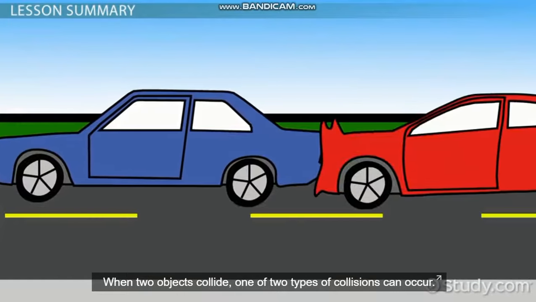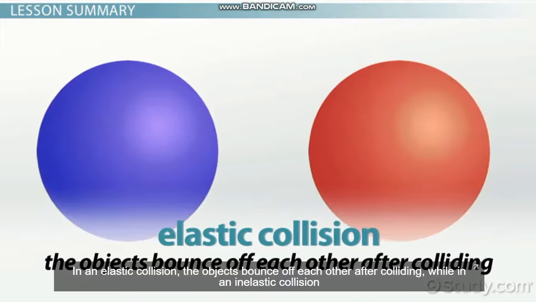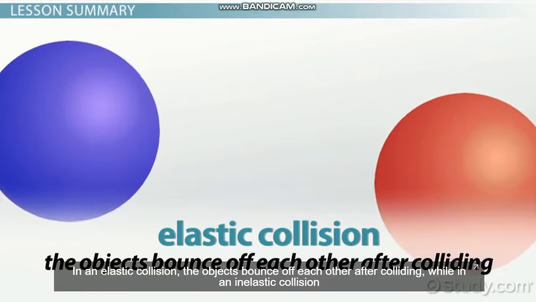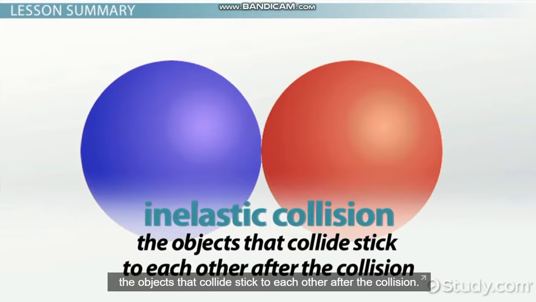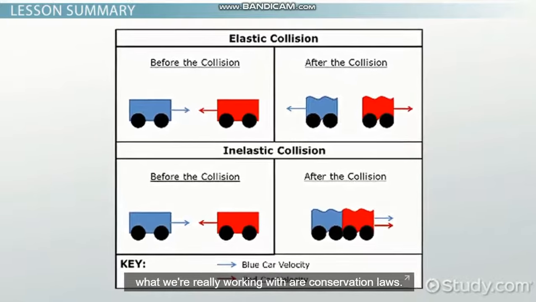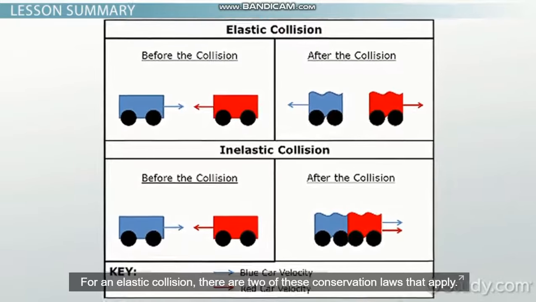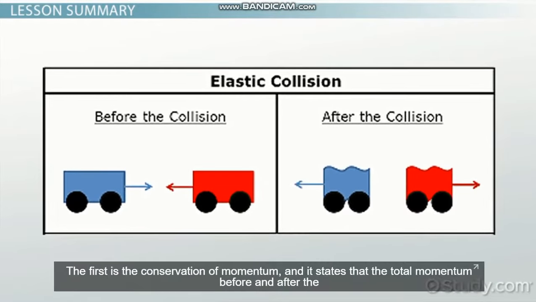When two objects collide, one of two types of collisions can occur. In an elastic collision, objects bounce off each other after colliding. While in an inelastic collision, the objects that collide stick to each other after the collision. When solving one-dimensional collision problems in a physics course, what we're really working with are conservation laws. For an elastic collision, there are two of these conservation laws that apply.